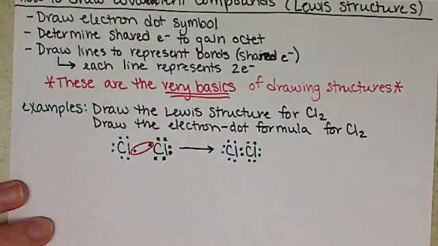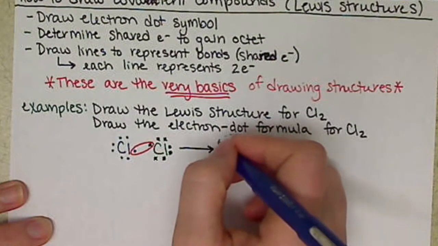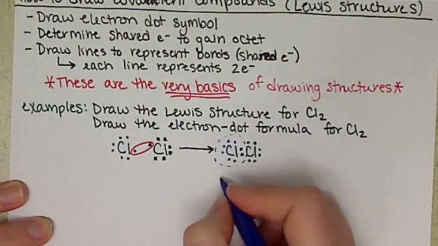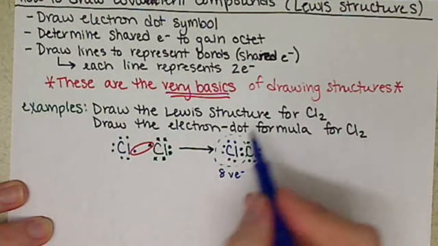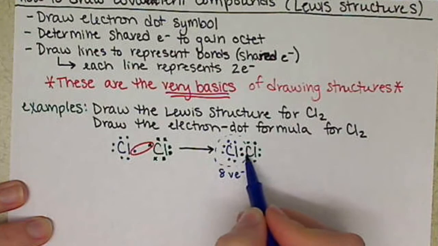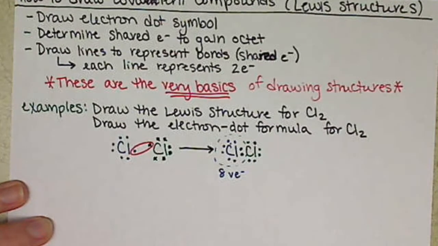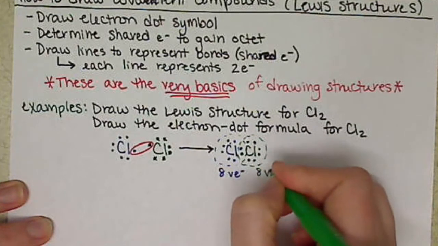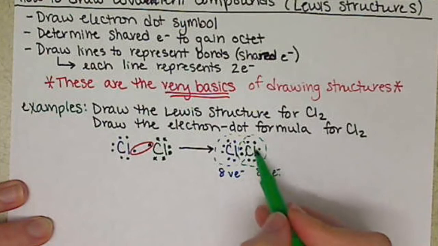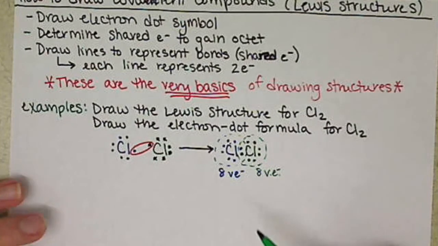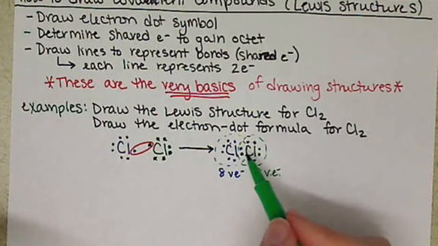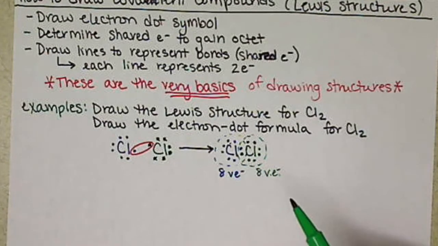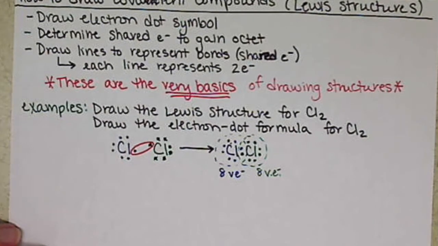this chlorine on the left feels like it has 8 valence electrons. It has 2, 4, 6, 8. Our chlorine on the right also feels like it has 8 valence electrons. 2, 4, 6, 8. We're essentially double counting one of those electrons. But each of these atoms feels like it has 8 valence electrons, which is its whole goal in bonding: to get that magic octet number.